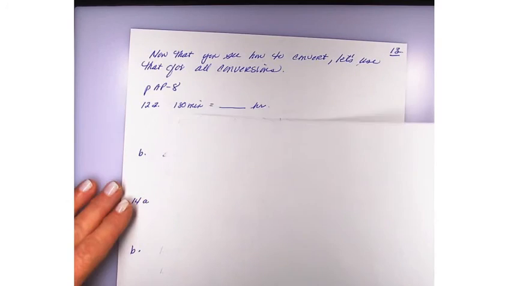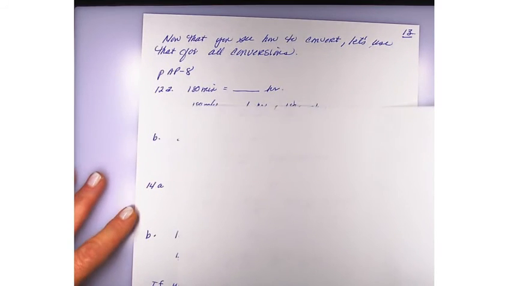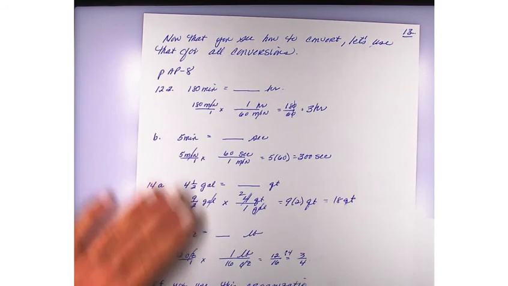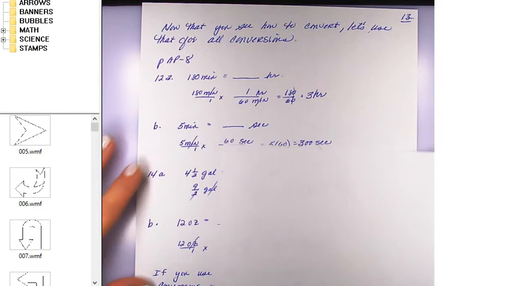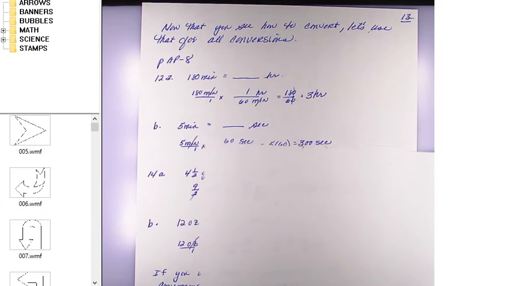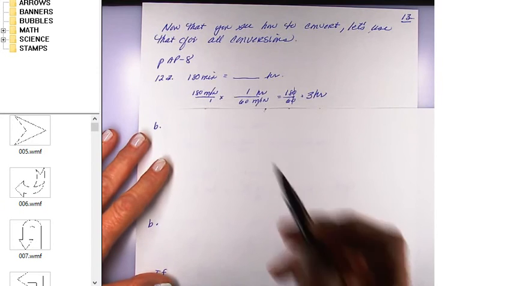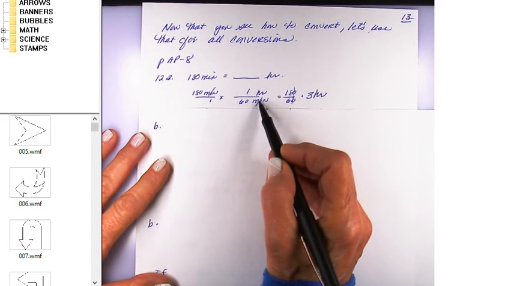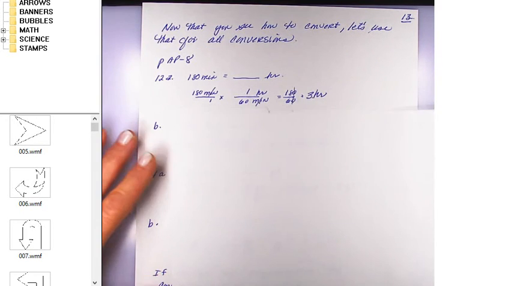So now let's look at this. Now that you see how to convert, let's do it for all conversions. So I have a lot of problems here. I probably have more than I need, so you will have access to all of these, but I am probably just going to discuss a couple of them. We just did minutes to hours. So I want to get rid of minutes. The 60 minutes is in the denominator. I have 180 over 60, which gives me 3 hours.